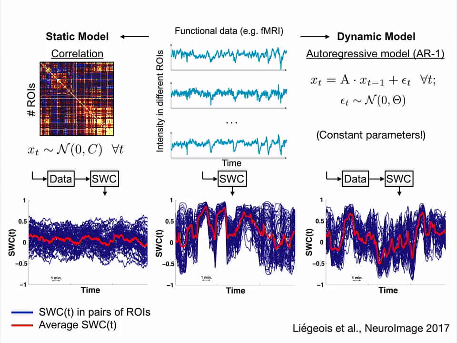So the two markers of functional connectivity that we will be using are this matrix C, which is the correlation matrix of the data, the static representation of functional connectivity, and the model parameter A of the autoregressive model identified from the data. These two matrices have the same size. These are square matrices of size equal to the number of regions of interest.